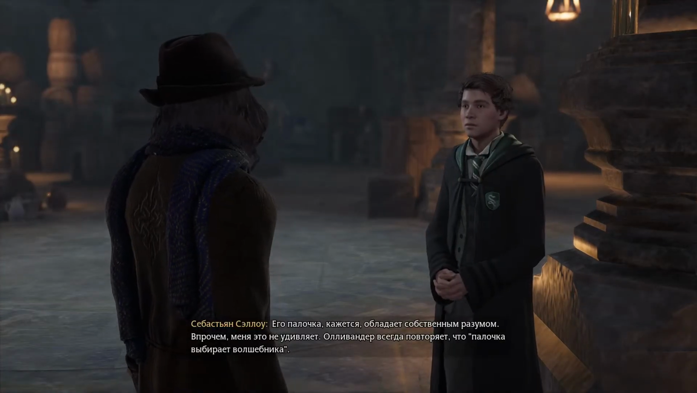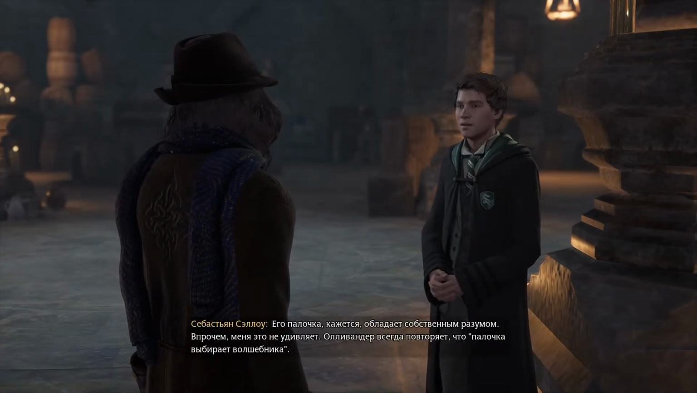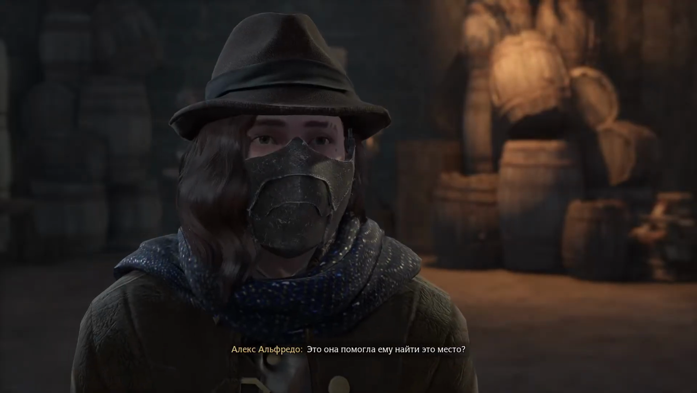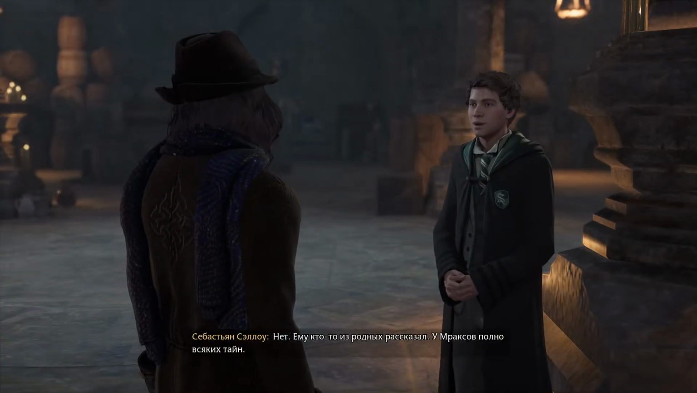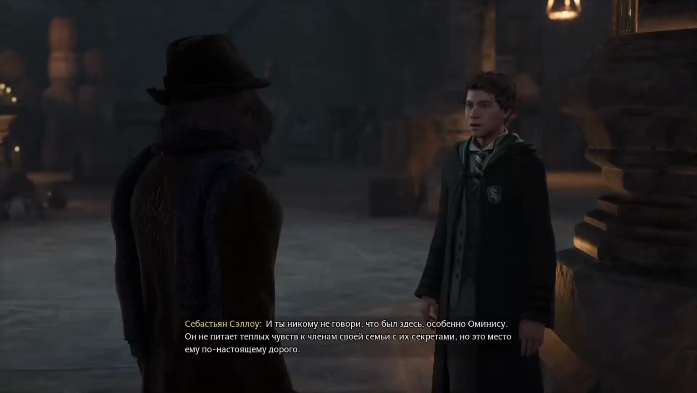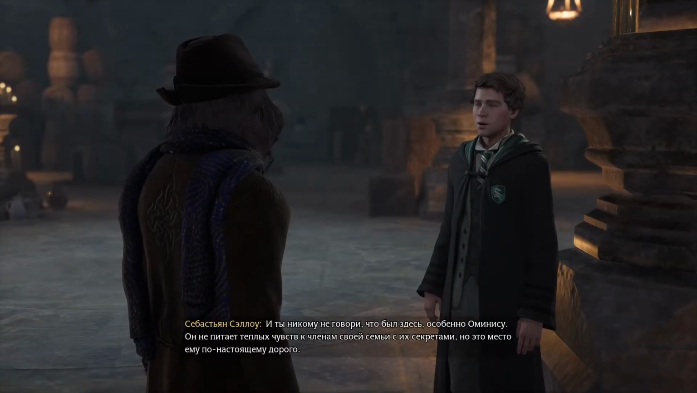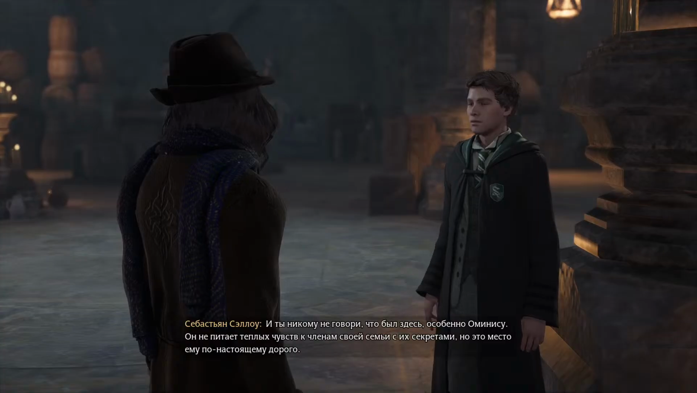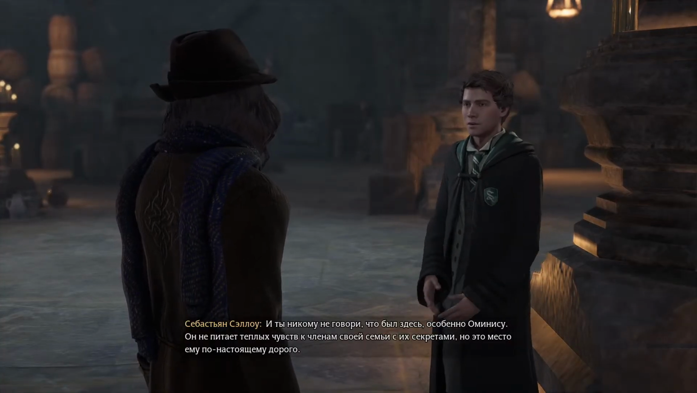Ominous was born blind. His wand seems almost sentient. Not surprising, I suppose. Ollivander always... Is that how he found this place? No, someone in his family knew about it. The Gaunt. I've never heard anyone else speak of it. Again, mention this to no one, especially Ominous. He has no love lost for his family or them.